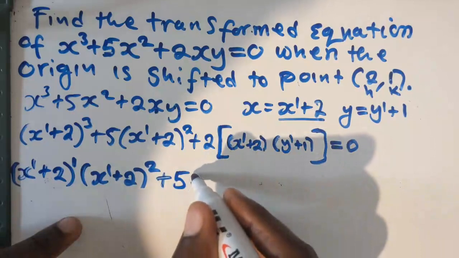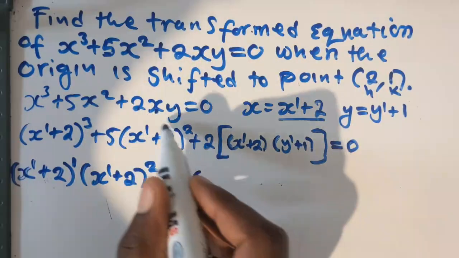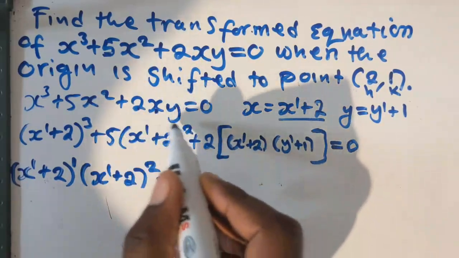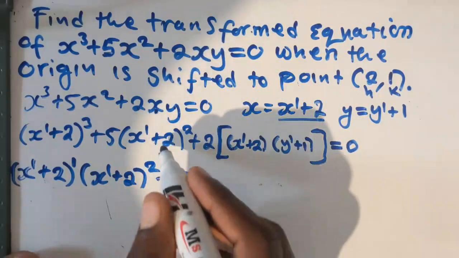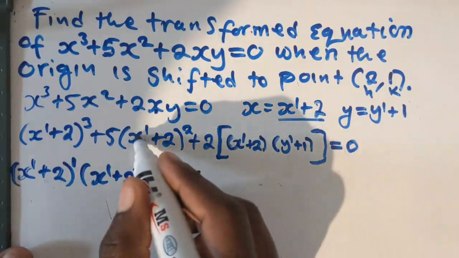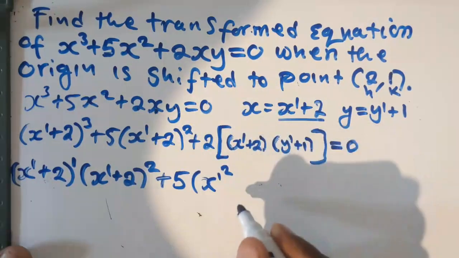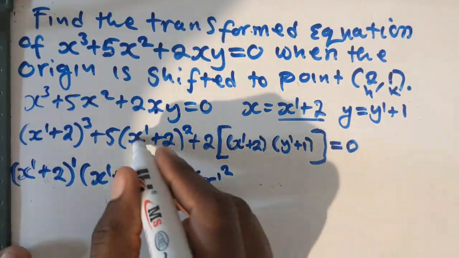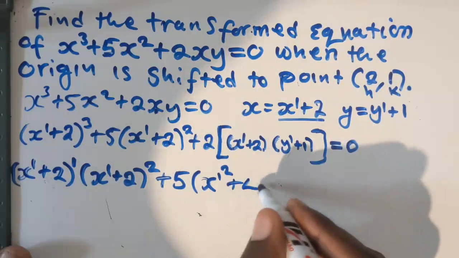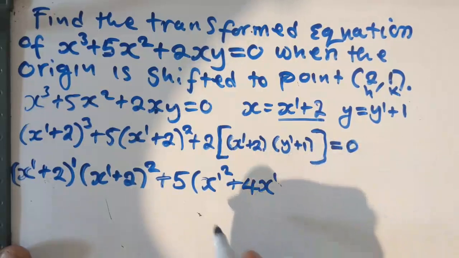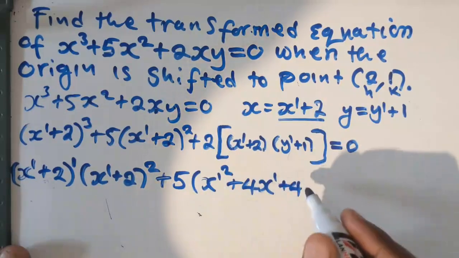It is positive 5, then multiplied by, but what you need to do is expand this first, okay? This is x power 2, and you know that in the previous video I said that expanding this, you're just going to say this is x squared. X prime squared is going to be x prime to the power 2, then 2 times x prime is 2x prime, then multiplied by 2, you're going to have 4x prime, like that. Then here you're going to say 2 squared, it is just 4, right? Yes, it is just 4.